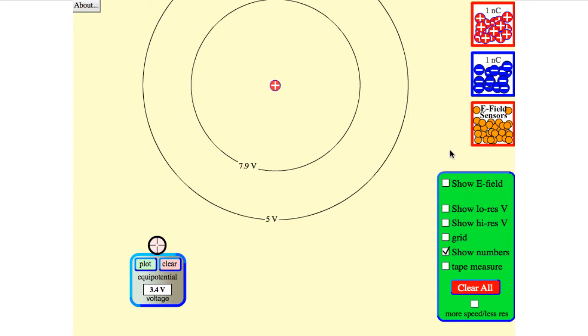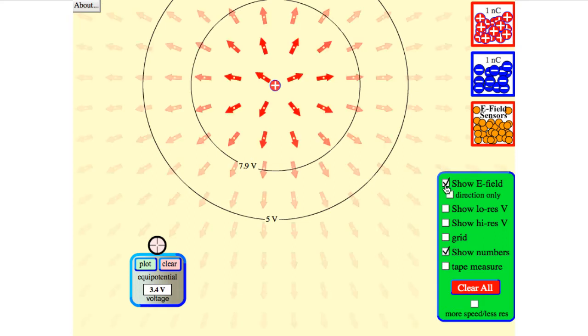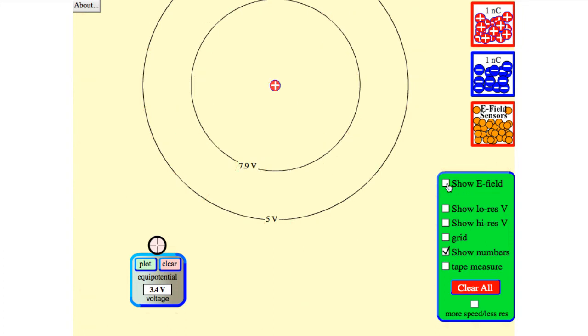Now in here also I can check the show E field. And you see that it puts electric field lines, these are going away from the positive point charge, and their level of transparency indicates their strength. So a solid arrow is stronger than a transparent arrow. And you see that the rules are obeyed in that these electric field lines cross the equal potential lines at right angles. And the arrow indicates the direction.